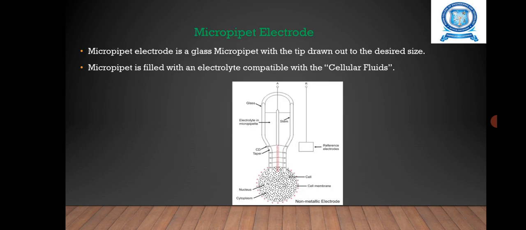It is a glass micropipet with the tip drawn out to the desired size. It is filled with an electrolyte compatible with the cellular fluids. Here we have a dual interface. One interface consists of a metal wire in contact with the electrolyte solution inside the micropipet, while the other interface is between the electrolyte inside the pipette and the fluid outside the cell. In this, the metal electrode interface is between the metal film and the electrolyte of the cell.